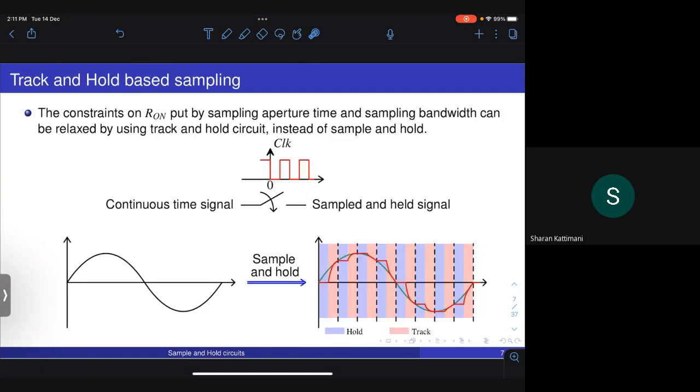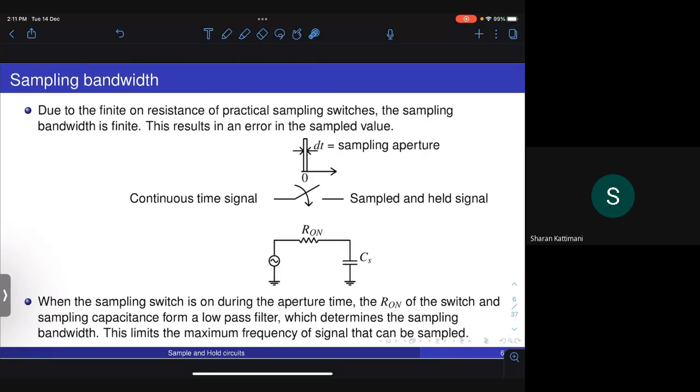So the constraints on Ron and C can be relaxed to some extent by using track and hold instead of sample and hold. In sample and hold, what we did was every time the sampling switch opens, it measures the input value and then it closes immediately. The sampling control clock is generally a very narrow pulse. How narrow? It depends on the resistance of the switch, the sampling capacitor that you have, and what is the aperture that your network can handle.